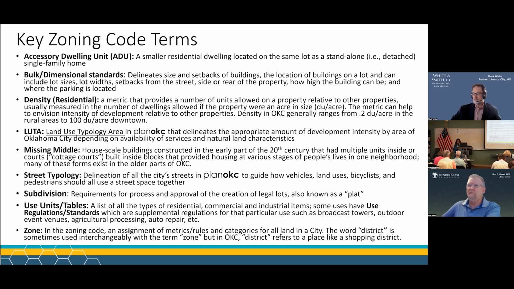It's an assignment of metrics and rules and categories for all the land in the city. So right now we have R1, R2, R3, C1, C2, C3. These are zones. We're trying to take out the word district, because every time we start talking about district, they go, do you mean the Plaza District? No. So we're just going to use the word zone throughout this code, so we're not confused, and we'll still have our special districts. So they'll be called districts.